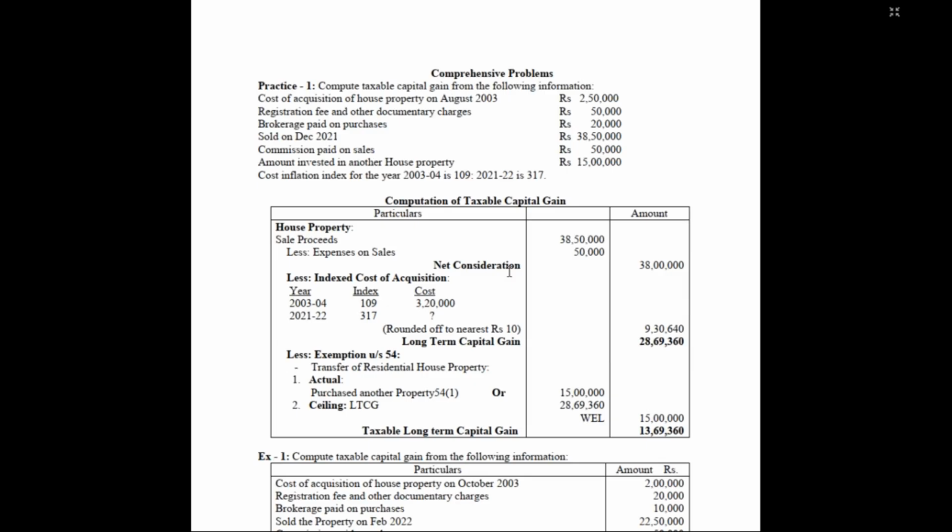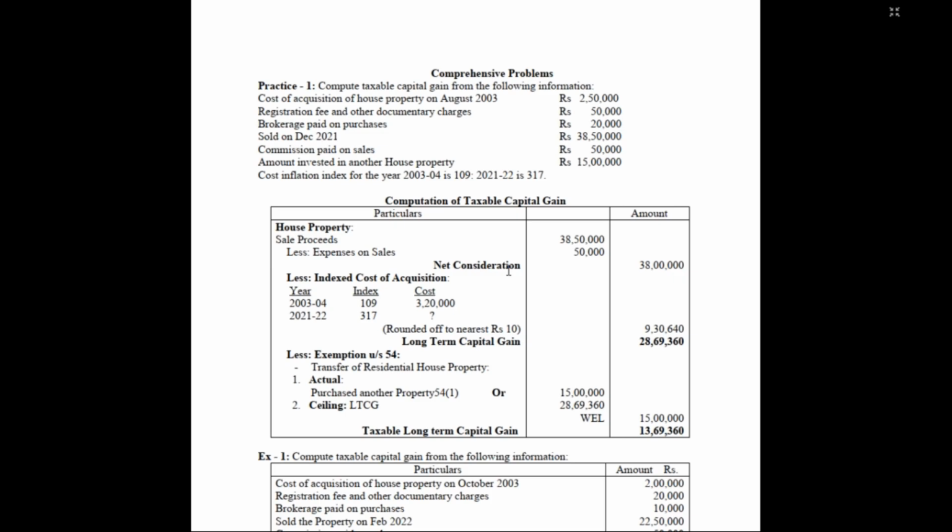Under capital gains, now comprehensive problems. Let us see practice 1. Compute taxable capital gain from the following information. Cost of acquisition of house property. First of all, we must note which asset was sold, whether it is a capital asset or not. We have to consider that one.